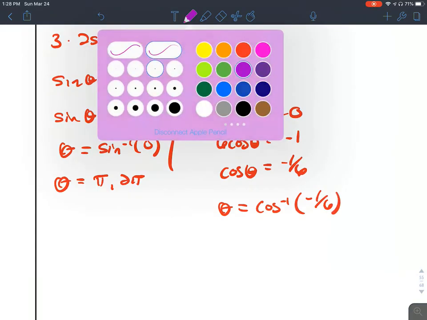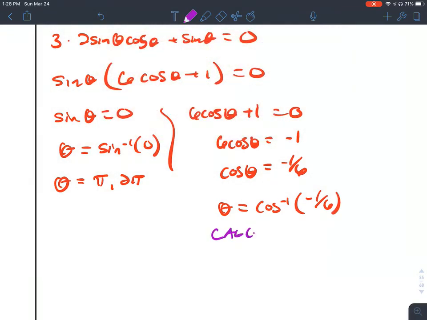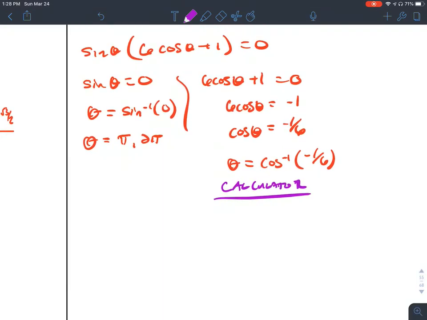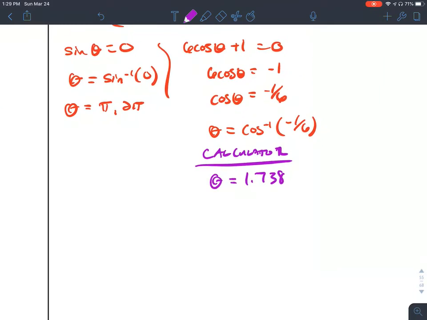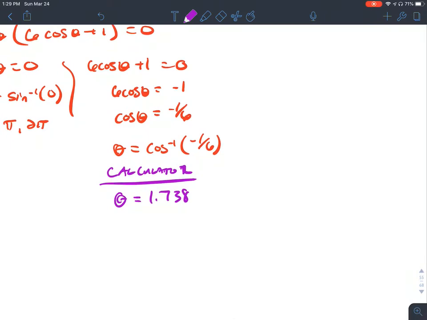We would do this with a calculator. Now the calculator will not give you the answer. It's going to point you in the right direction. Your calculator is going to give you that theta is 1.738. So how does that affect our answer? Well, just a quick review.